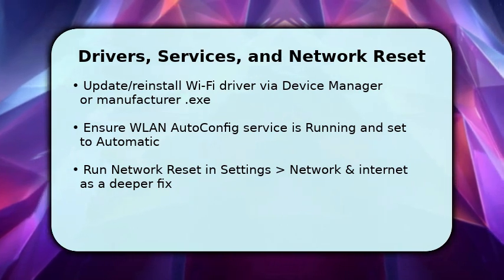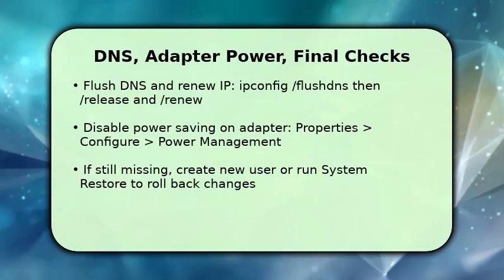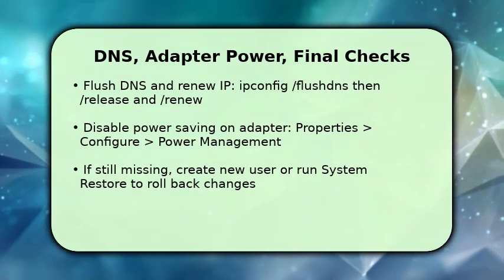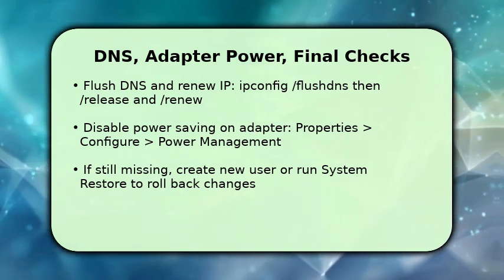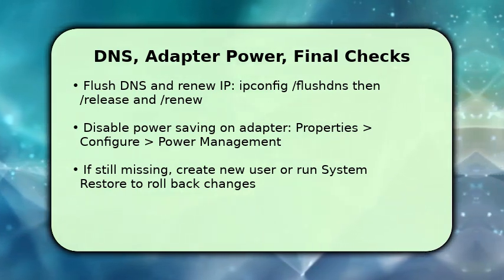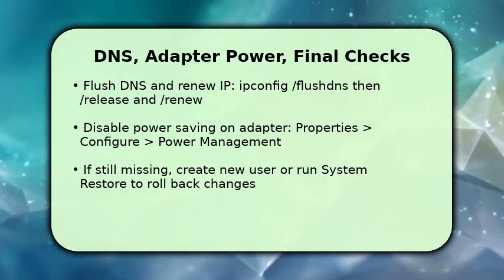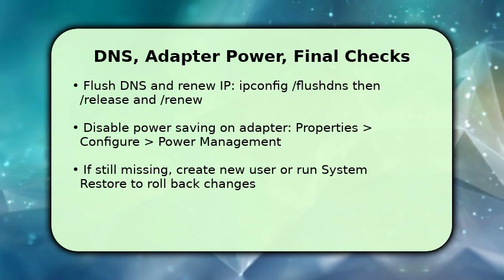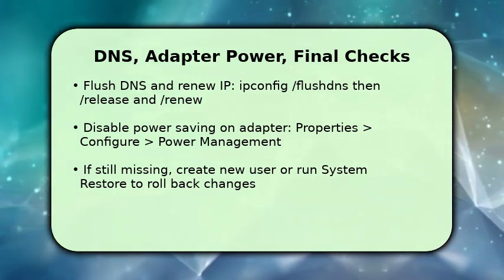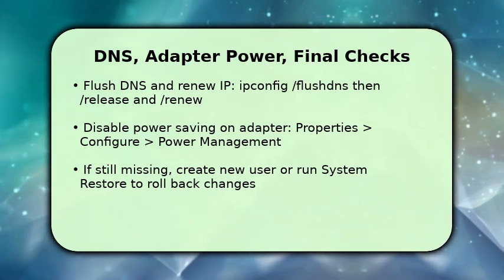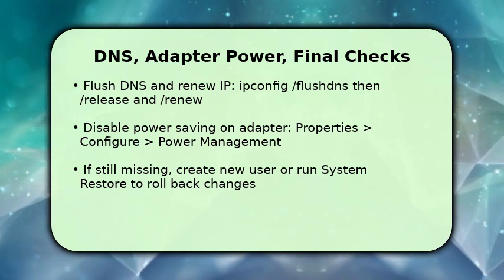Finish by restoring network resolution and power settings. Open command prompt as admin and run ipconfig /flushdns, then ipconfig /release and ipconfig /renew to refresh IP assignments. This fixes stale configs. Make sure adapter power saving is disabled in Properties, Configure, Power Management, so Windows won't turn off the radio. If the Wi-Fi icon still won't show, try creating a new local user or use System Restore to revert recent updates.